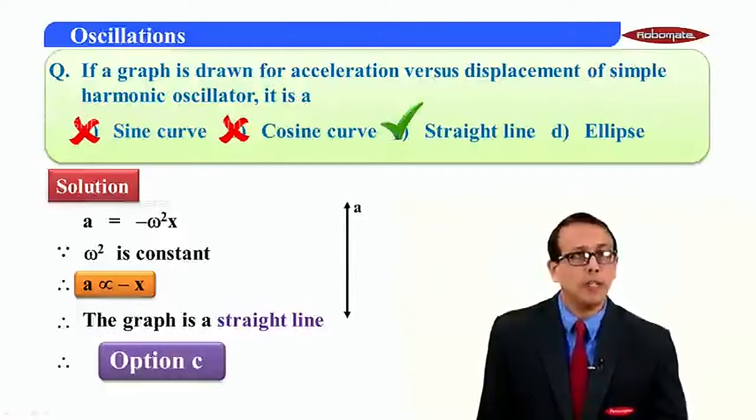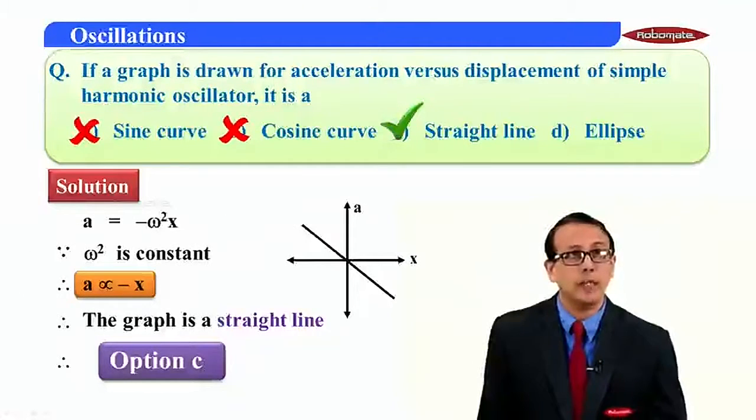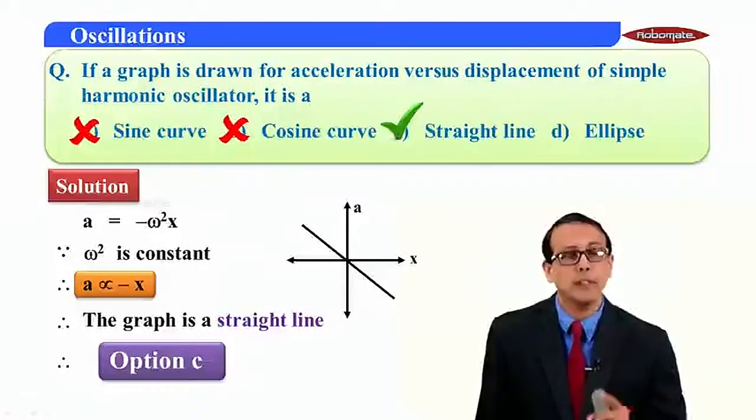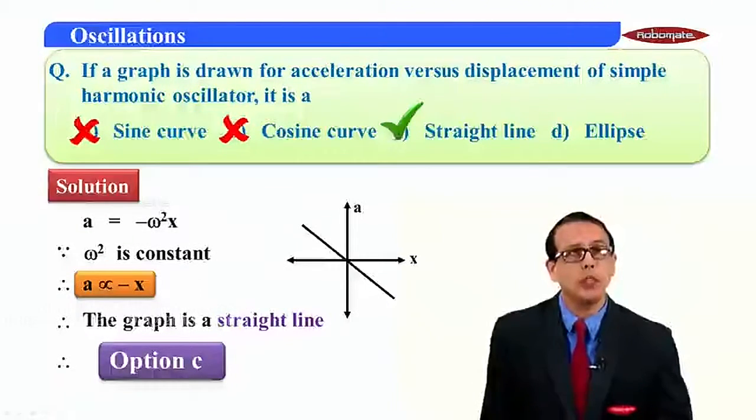If you plot this A versus x graph, no doubt it's a straight line, but it is a straight line passing through the second and the fourth quadrant, as the slope is negative here, minus x, so the slope has to be negative. That's all in this module, students.